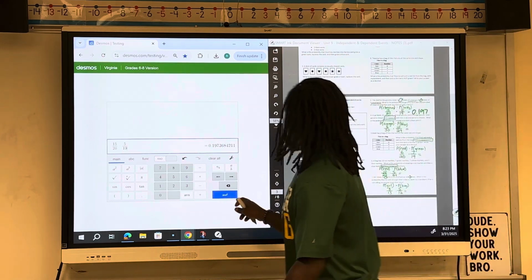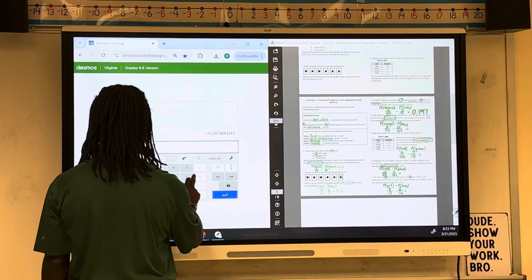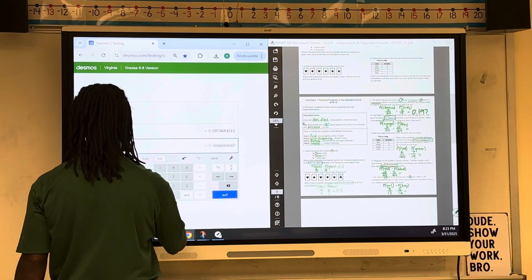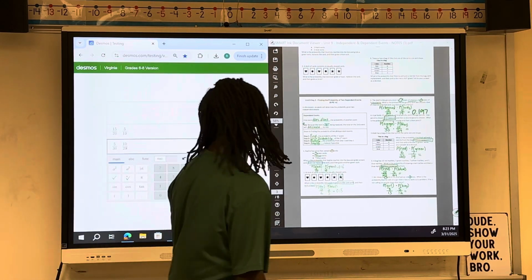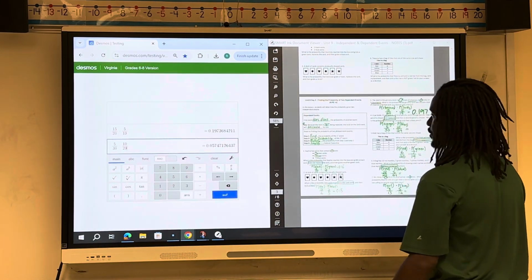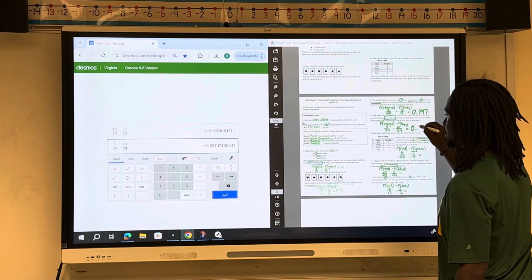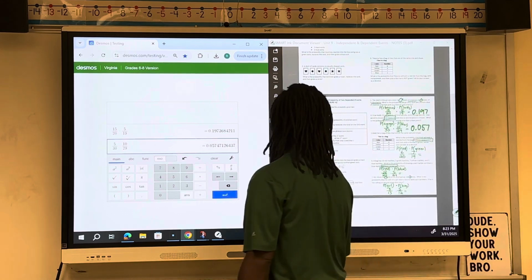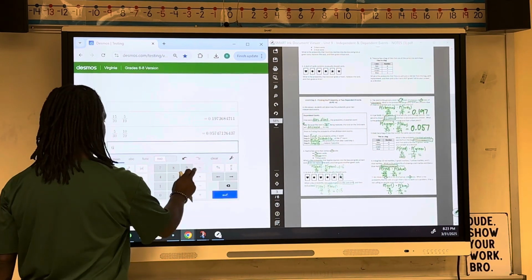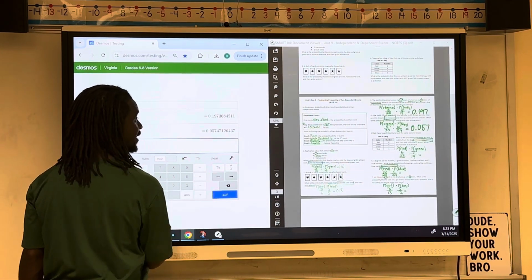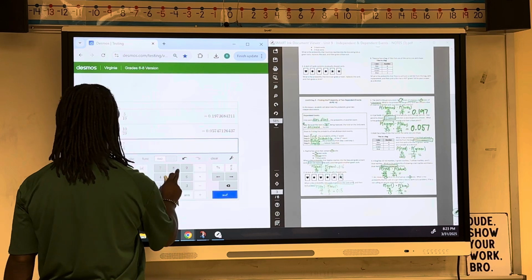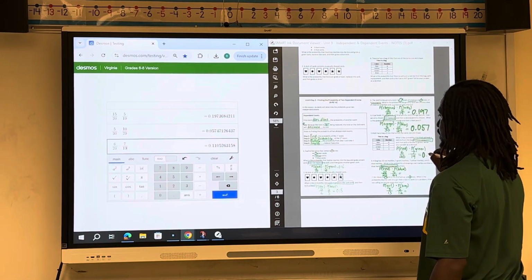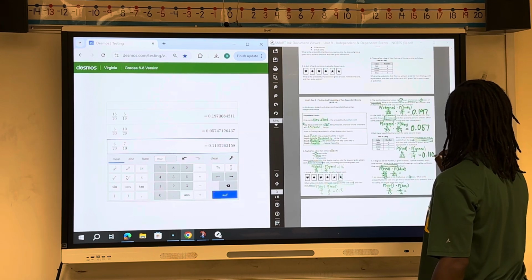Then we got 5/30ths times 10 over 29, and that is 0.057. Then we got 6/20 times 7/19, and that is 0.110.